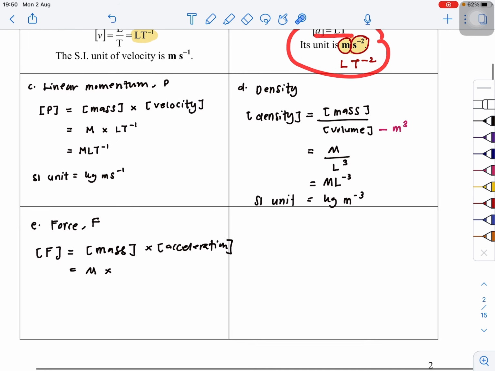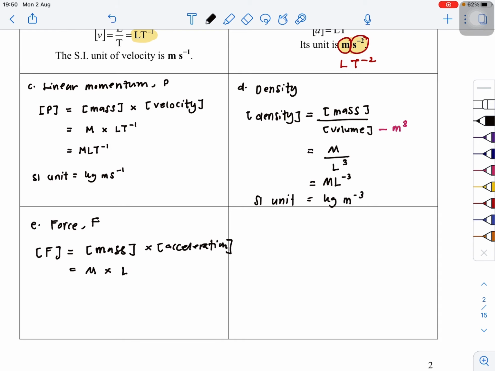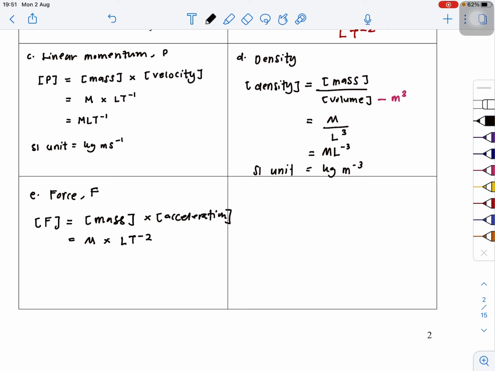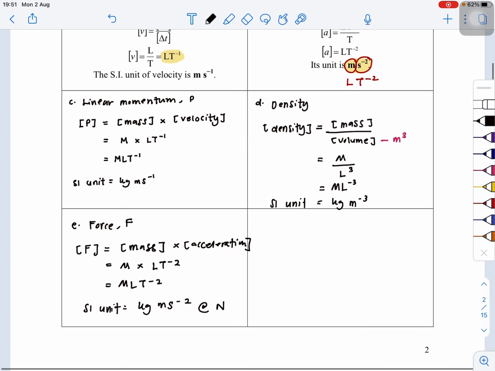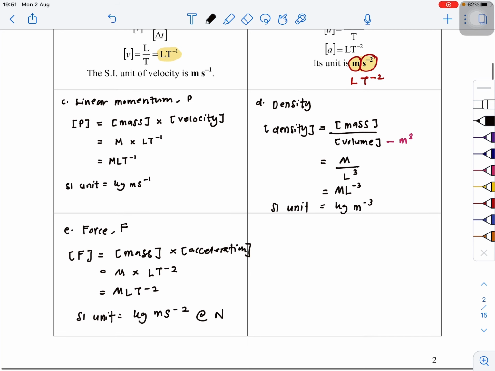So just ambil L per T square. So equal to M L per T square, di mana SI unit, kalau kita directly translate from here, it is kg meter per second square. Okay, ataupun kita boleh gunakan force ni, selalunya kita akan gunakan in terms of Newton, so N. Okay, so that's all for example 1.